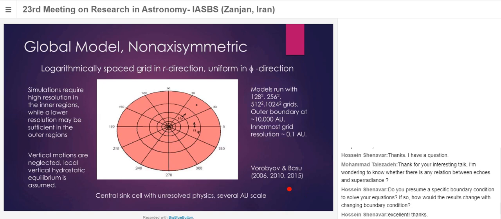To accomplish this, we have a non-uniform grid in R and phi. Remember that the vertical motions are neglected, and you're assuming vertical hydrostatic equilibrium in that direction. By having a logarithmically spaced grid in the radial direction, you can get the highest resolution in the region where you need it, where the protostar is forming and where the disk is also forming. Okay, I will move forward in the interest of time.